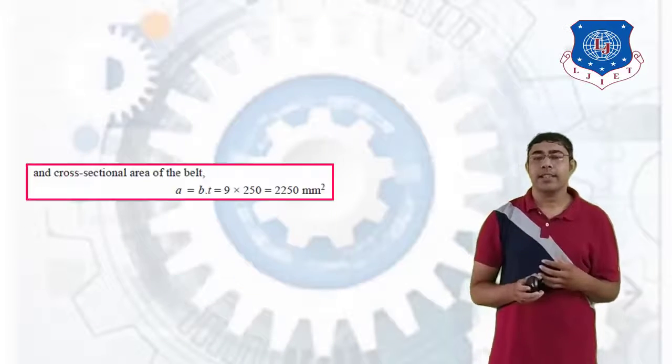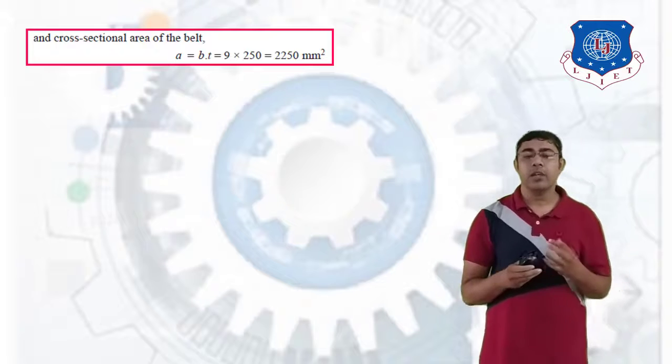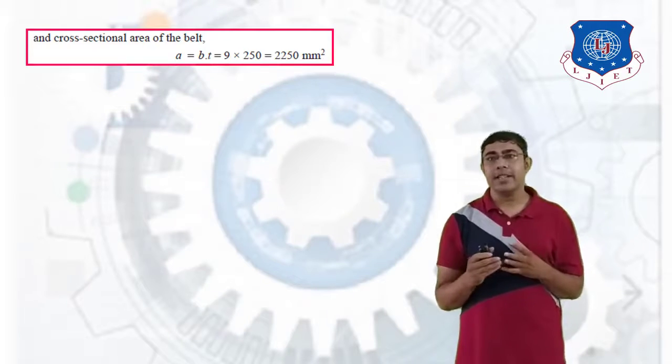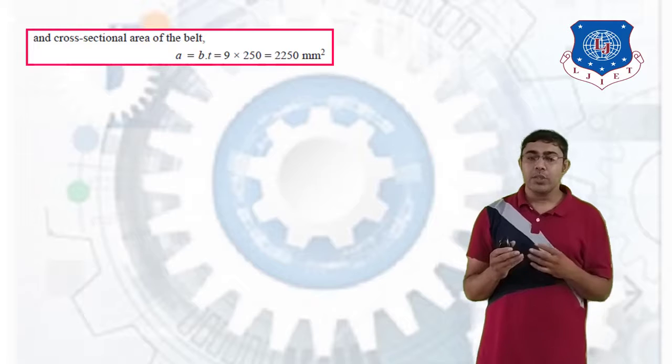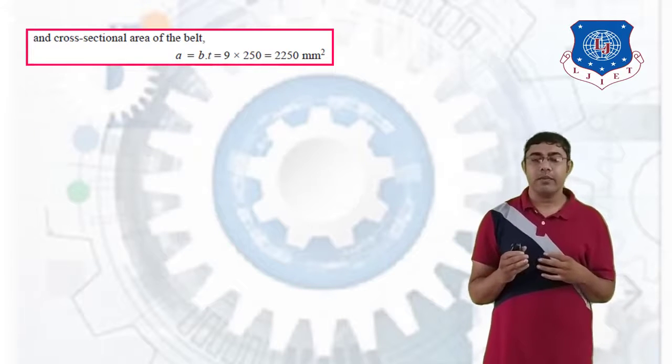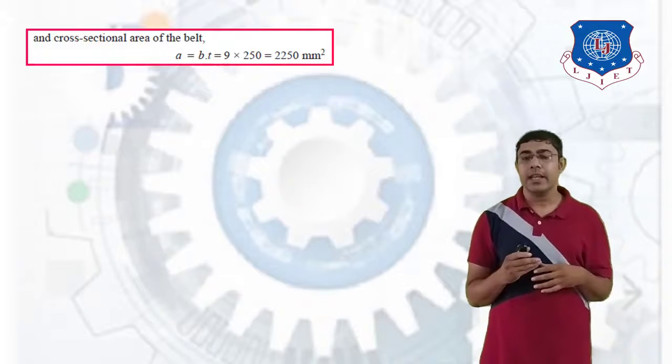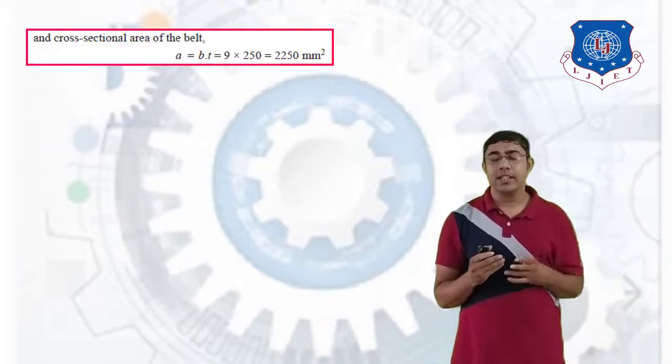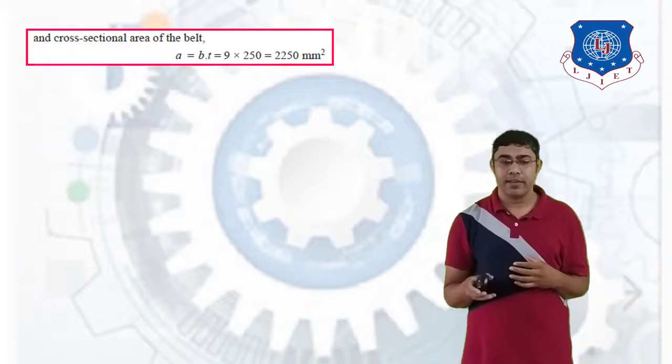Now here the cross sectional area is given. So cross sectional area of belt A is equal to b into t. So t is 9 and b is 250 mm. So we can get the area of belt cross section is 2250 mm square.